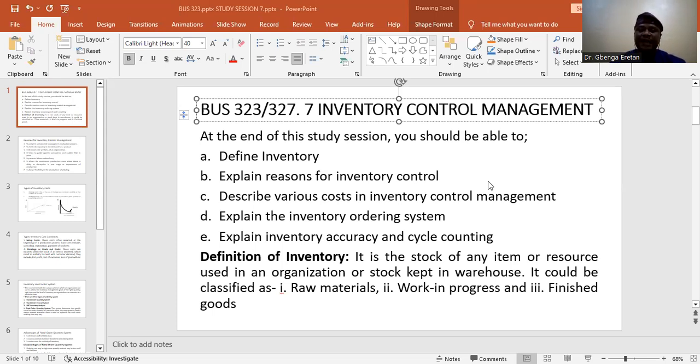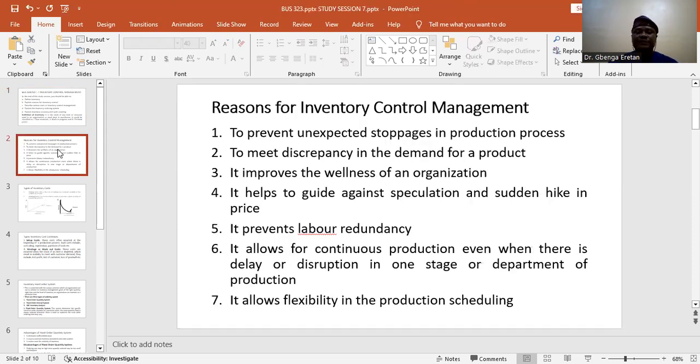Inventory is an American way of calling stock. So inventory simply means the stock of raw materials that is available or being used in an organization. That is what we basically refer to as inventory. Inventories are the stock of materials, the resources that are used or kept in the warehouse of an organization. And this stock could take the form of raw materials, work in progress, or finished goods. These are what we refer to as inventory.